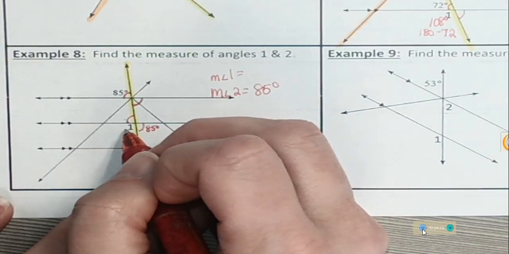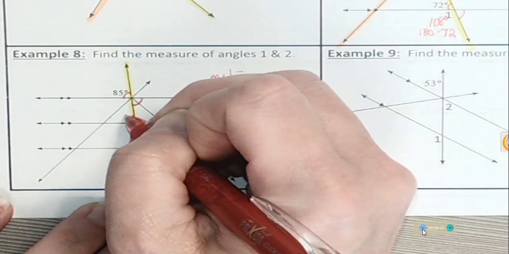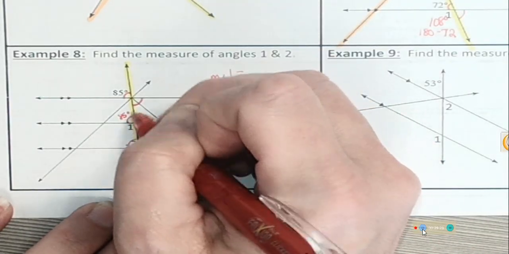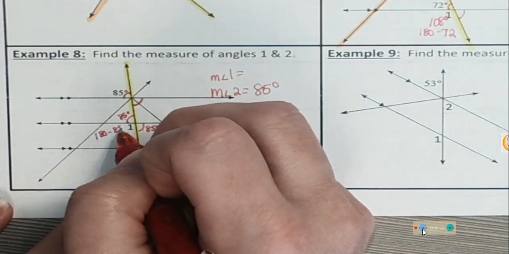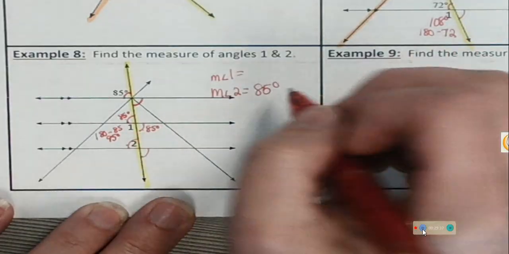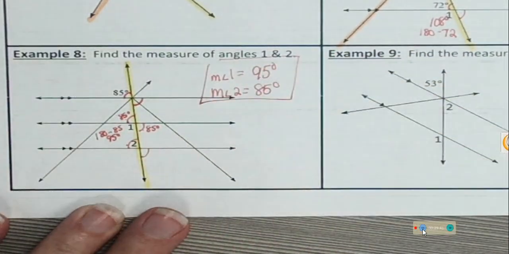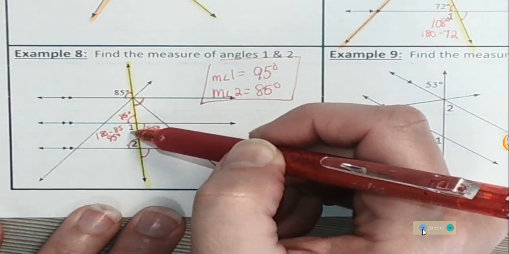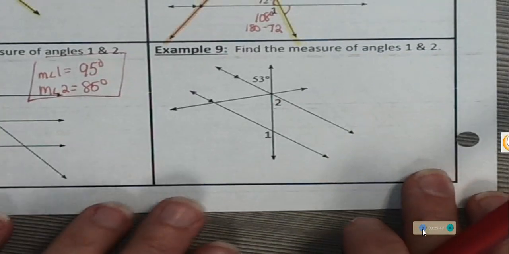So if this is 85 and that makes a straight line, this is 85 and it makes a straight line. How are you going to find angle 1? 180 minus 85. What's 180 minus 85? Will be 95 degrees because they are supplementary. These are consecutive interior angles.